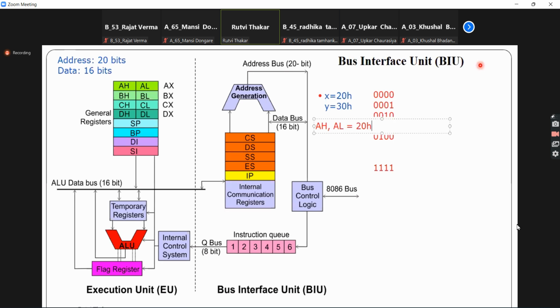So this is AH and AL. If I want that data in AX, what will I have to do? I'll have to convert it into a 16-bit number, so that will be 0020. When I do this, it is wasting the memory which was there. So instead of wasting the memory, I'll just use AH or AL for an 8-bit number.